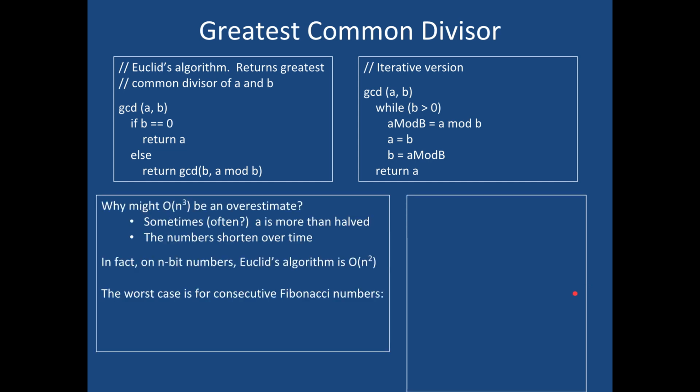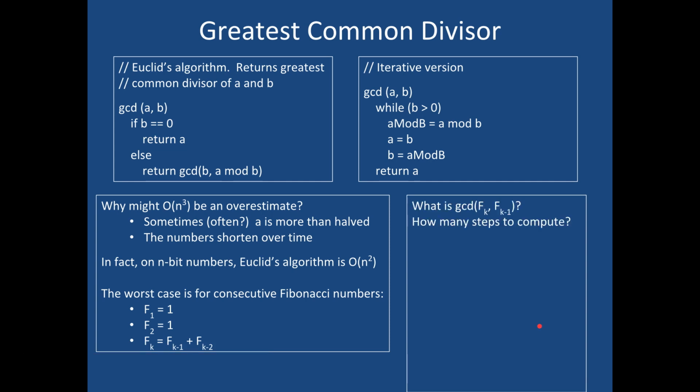So this just summarizes what we just talked about. For n-bit numbers, Euclid's algorithm is quadratic. And it turns out it's kind of neat. The worst case is for consecutive Fibonacci numbers. So the worst case for GCD is when you feed it consecutive Fibonacci numbers. Remember that the first Fibonacci number is 1, the second one is 1, and the kth one is the sum of the two that came before it. So let's see this.